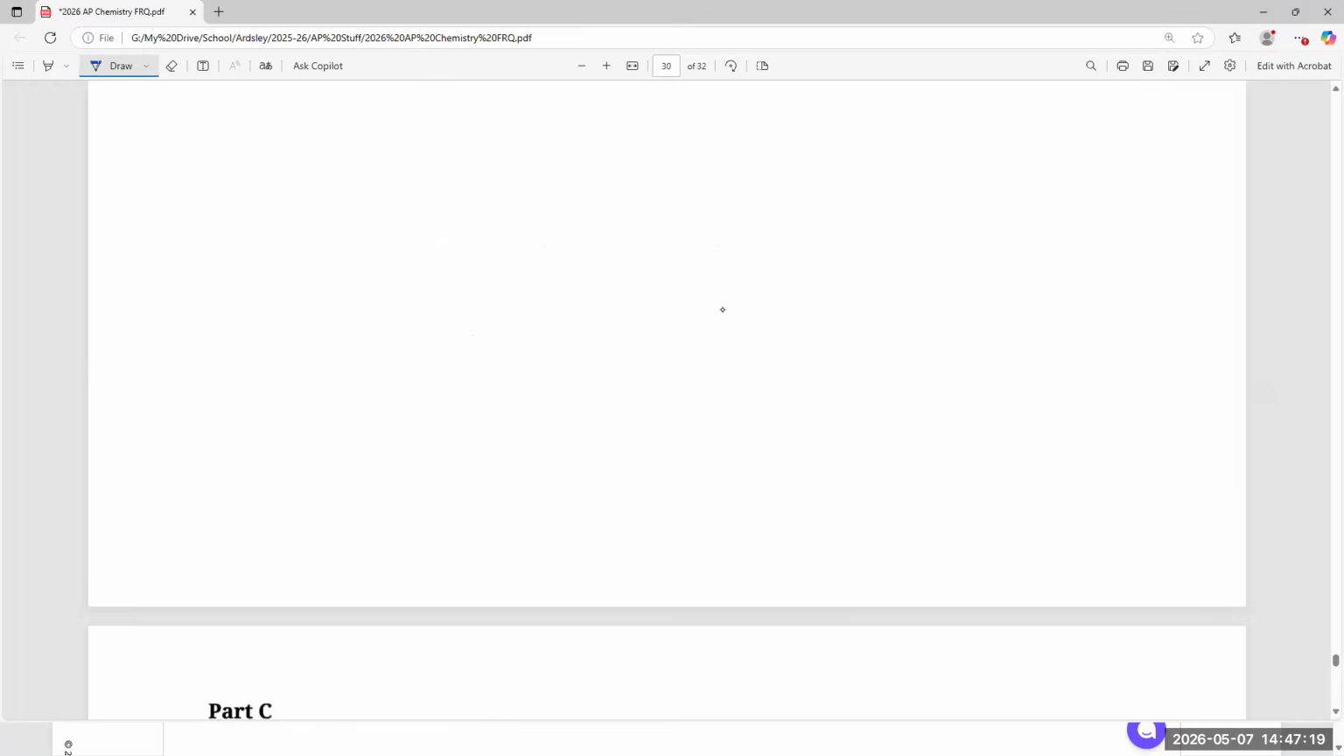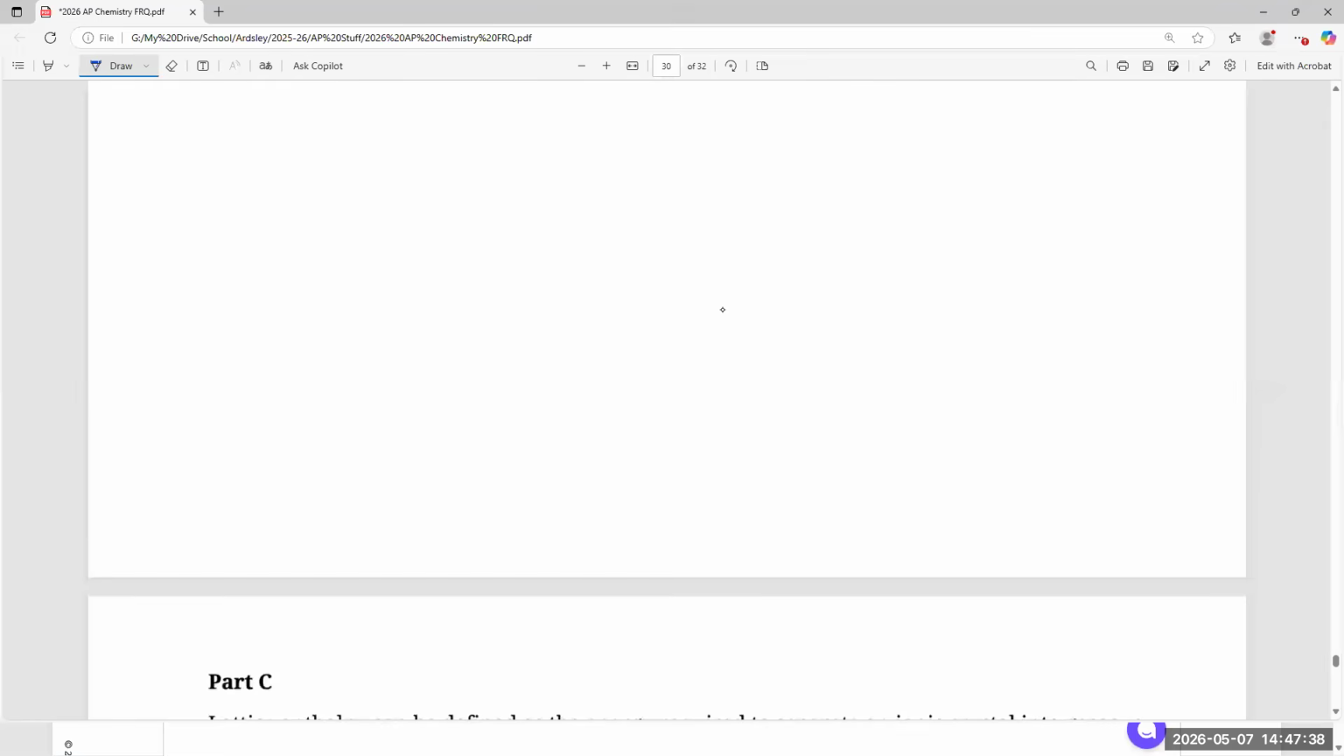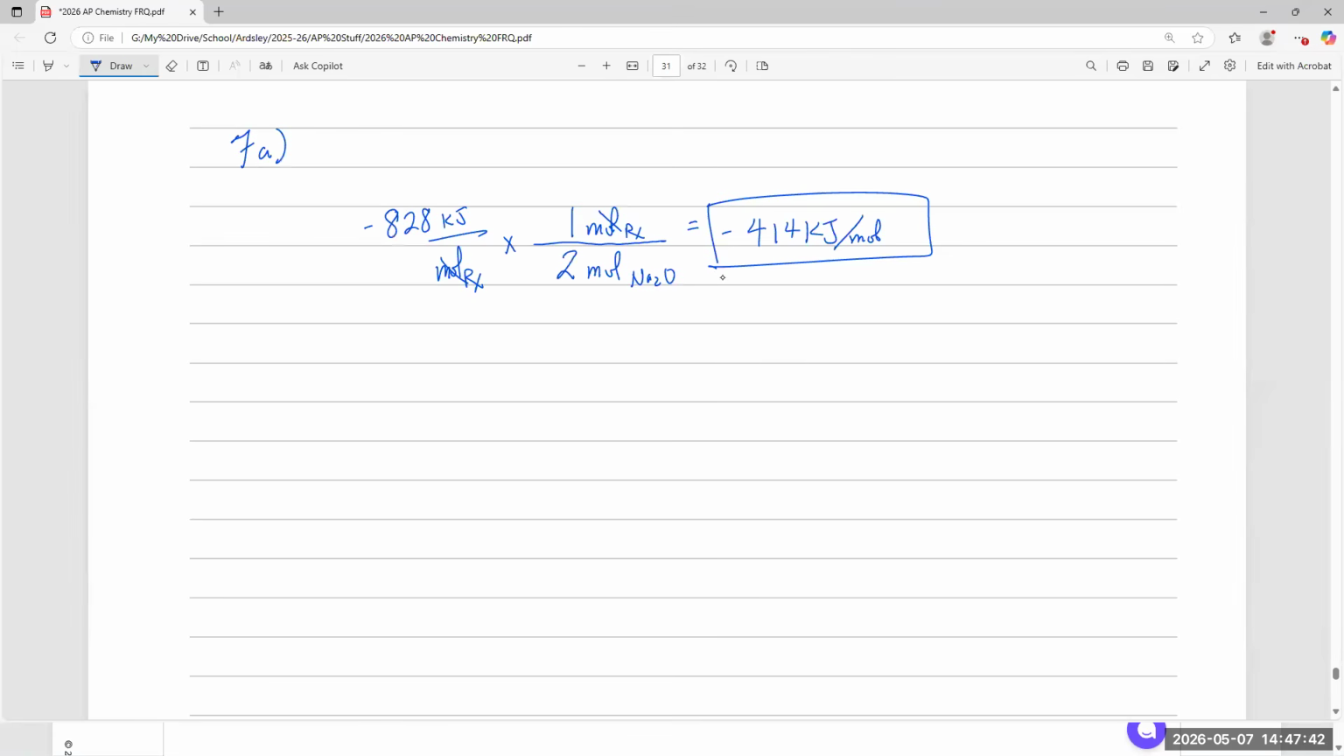Let's go to B. A's done. An 18.4 gram sample of sodium reacts with 12.8 grams of O2 according to equation 1. Calculate the total amount of heat in kilojoules released during this process. I can't believe this is just a simple stoichiometry problem. All right, well, let's solve it. Stop complaining about how easy it is, just solve it. 7b.